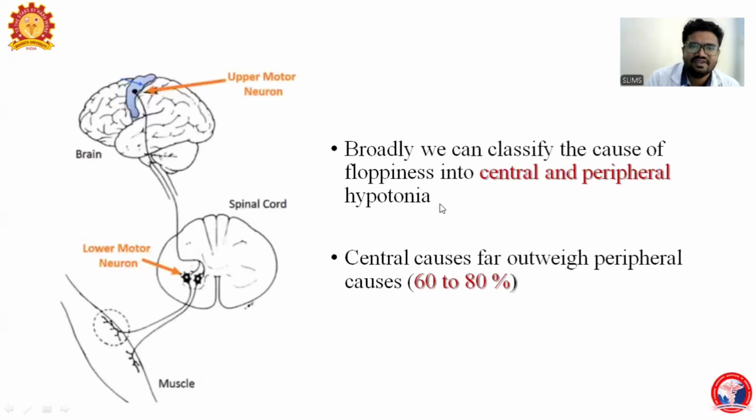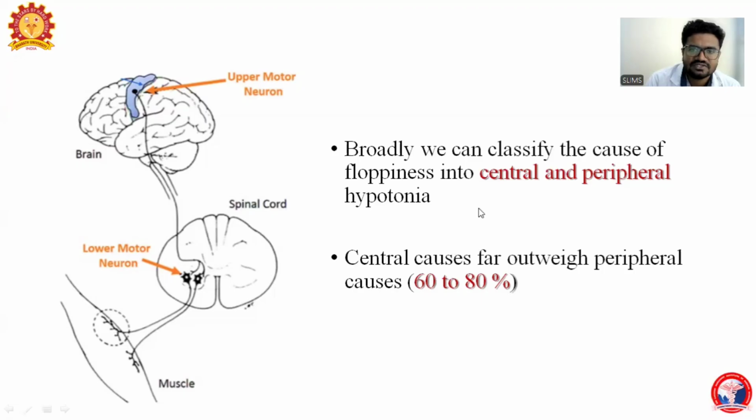So broadly, we classify hypotonia into central hypotonia and peripheral hypotonia, which we have discussed in the first slide. The central hypotonia is nothing but the floppy strong. The child will look floppy, but on examination of the deep tendon reflexes, the reflexes will be exaggerated. So the problem is predominantly an upper motor neuron lesion.